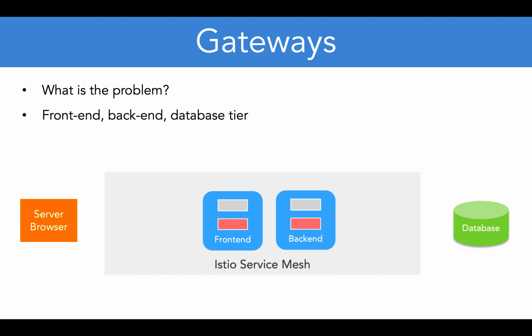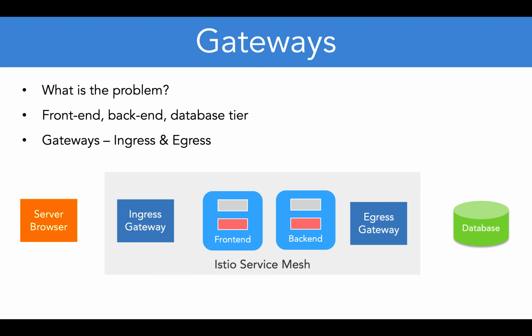Because so far, we have only been able to communicate across nodes within the service mesh. So this is where gateways come into the picture. There are two types of gateways: ingress gateway and egress gateway. Ingress gateway is for entry into the service mesh, and egress gateway is for exit from the service mesh. So now the external server or browser can connect to the application in the service mesh using the ingress gateway, and the same is true for the egress gateway also. So the backend application can connect to the external database, which is outside of the service mesh, using the egress gateway.